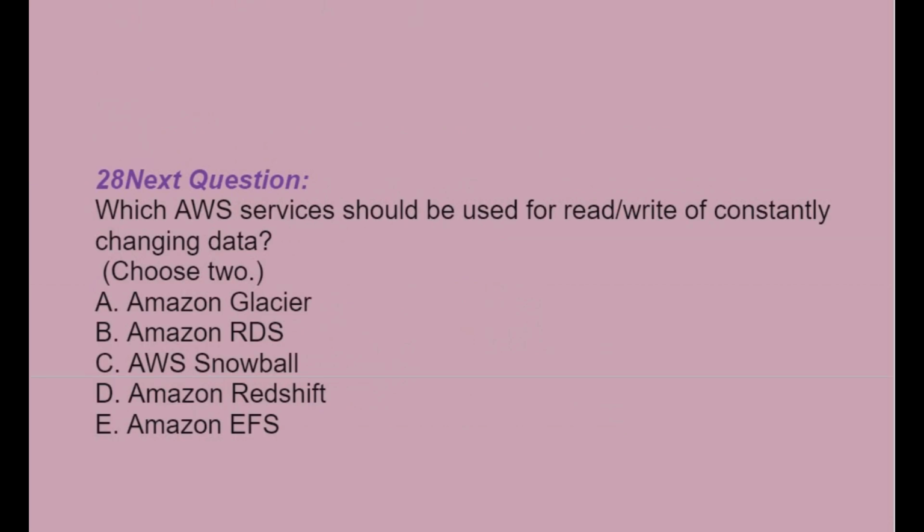Question is: which AWS services should be used for read and write of constantly changing data? Choose two options. Option A, Amazon Glacier. Option B, Amazon RDS. Option C, AWS Snowball. Option D, Amazon Redshift. Option E, Amazon EFS. Correct answer is option A and option B.